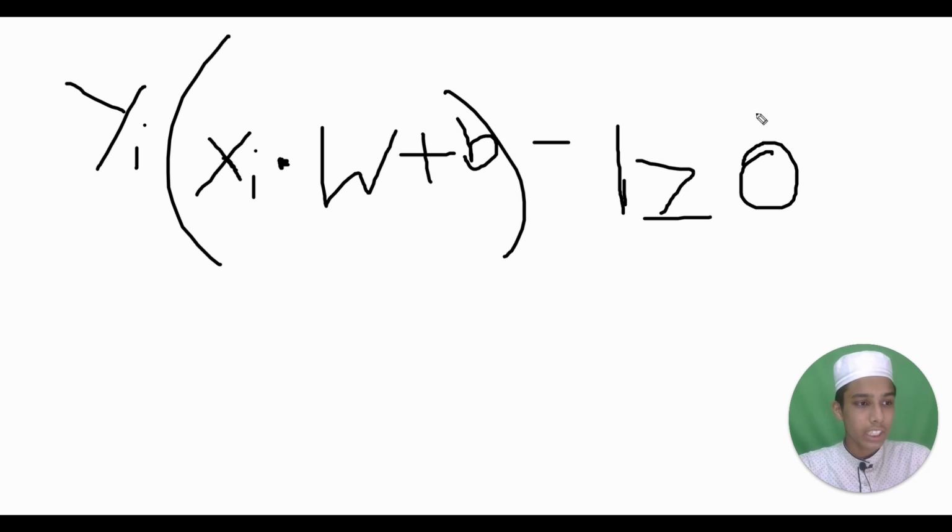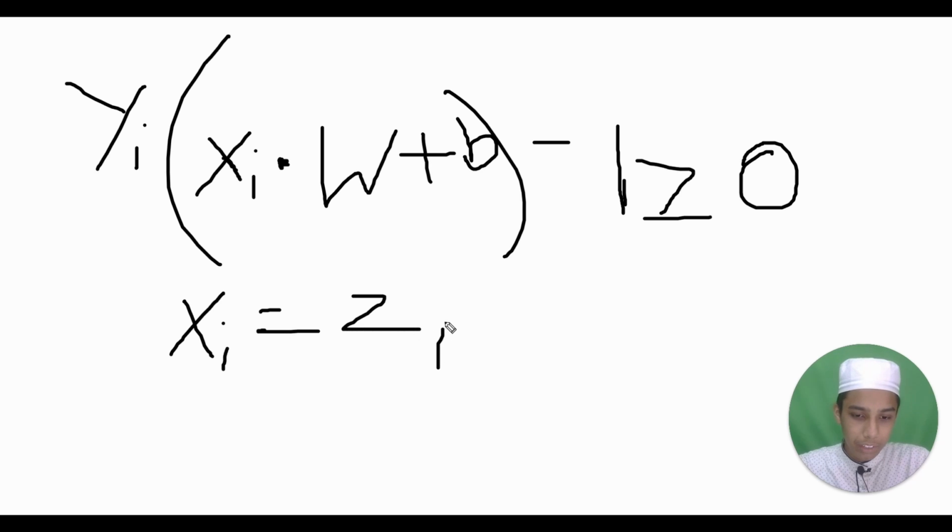Now guys, here we can easily replace our x sub i value with our new z sub i. For example, instead of this x sub i value, we can give it the value of our new z sub i. So guys, we can say that x sub i is equal to z sub i. Now I'm going to clear off all of these things.